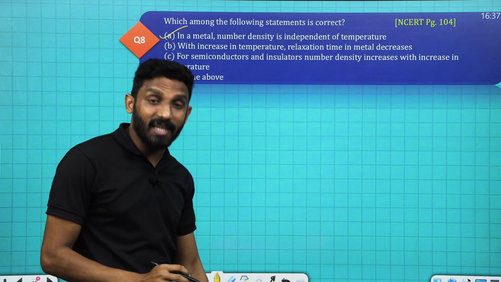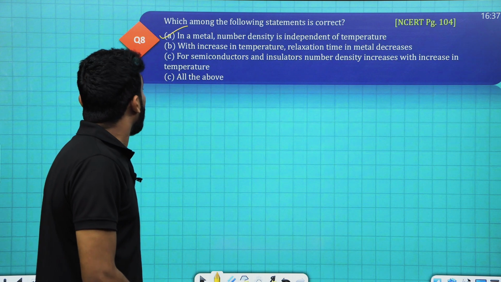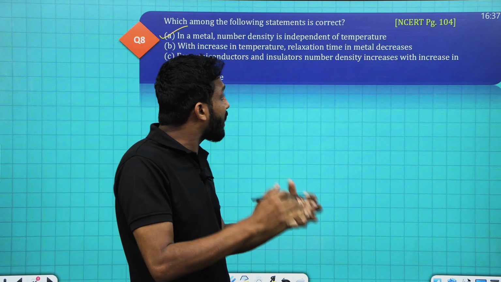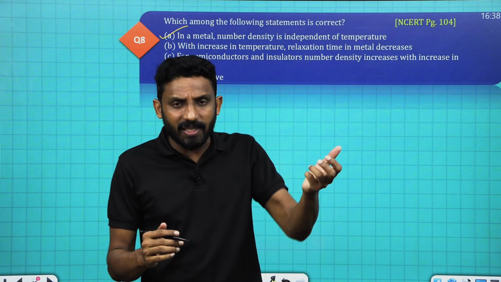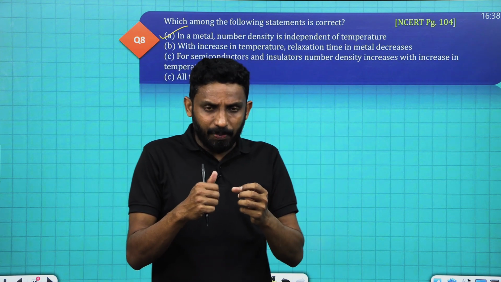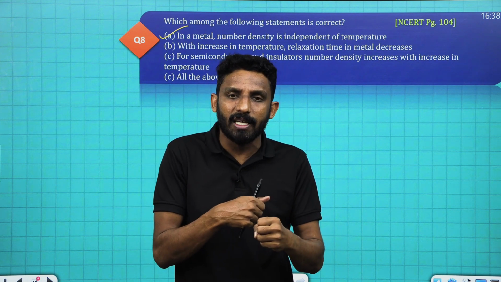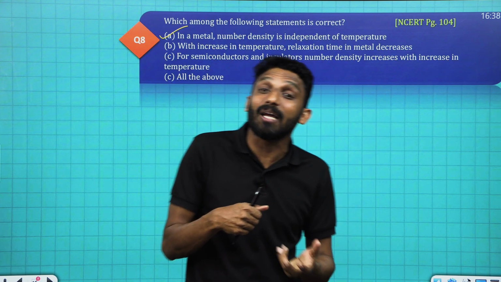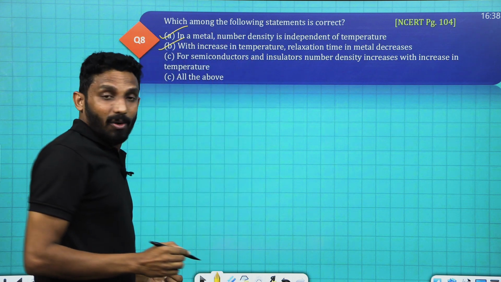But this is not the case in the case of semiconductors and insulators. The second statement: with increase in temperature, relaxation time in metal decreases. That is also true. When temperature is increased, there will be faster movement for the electrons. Faster movement means collisions at a faster rate, which means the relaxation time is reduced.